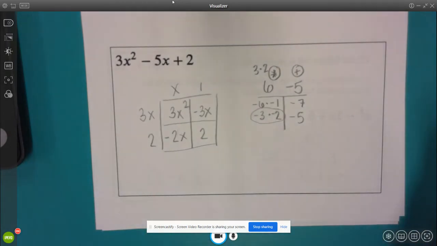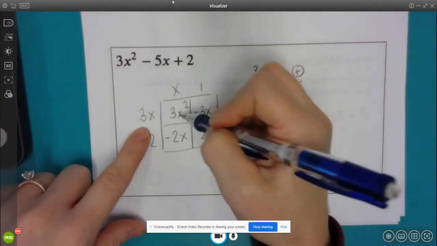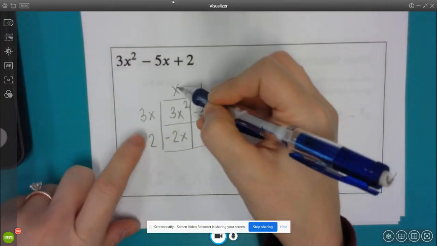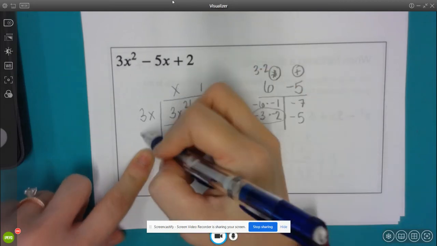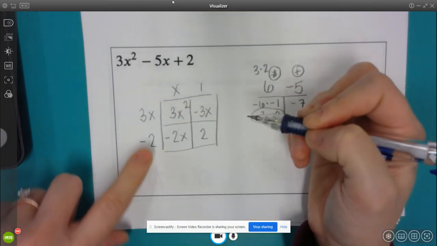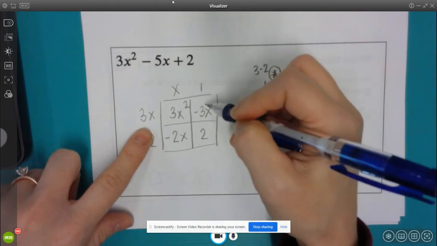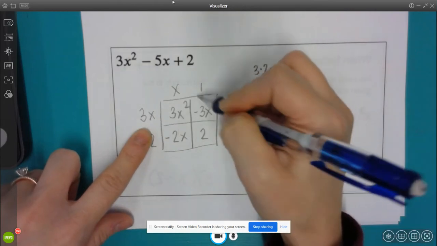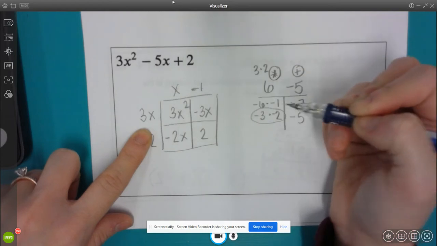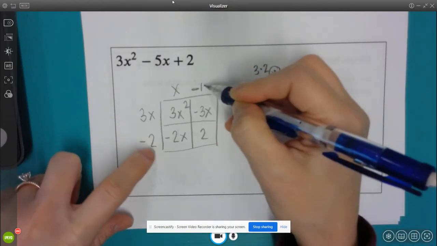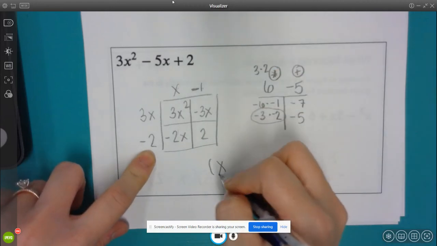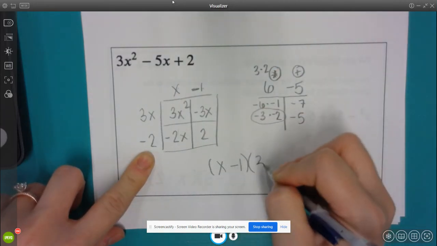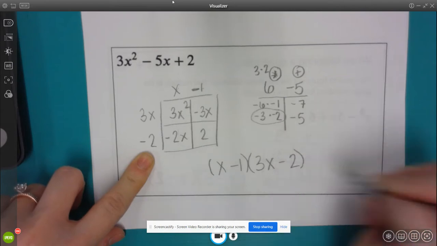So now if I look at those pieces on the outside and multiply into the center, 3x times x gives me 3x squared. X times 2 gives me 2x, but that's not what I want, so this will have to be negative. 3x times 1 gives me 3x, but I want it to be negative, so this has to be a negative 1. And then negative 2 times negative 1 gives me positive 2. So this will be x minus 1 and 3x minus 2.